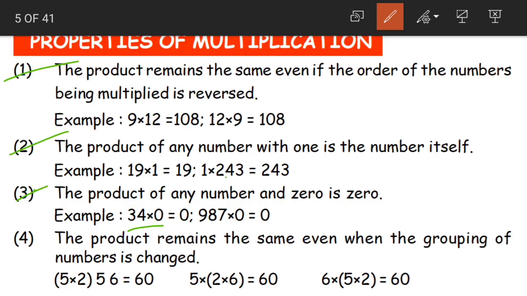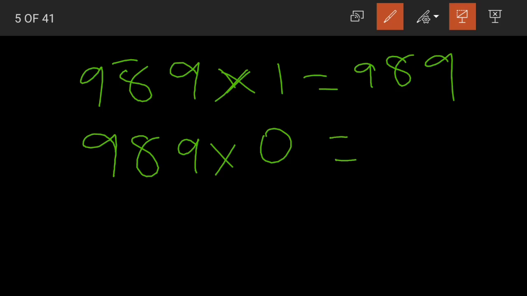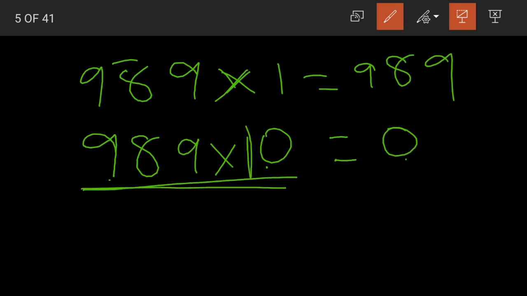Example, 34 into 0 is equal to 0. 987 into 0 is equal to 0. Again, just now we have learnt about 1. Suppose if I multiply 989 with 1, the answer will be 989 only. Now what if I multiply the same number with 0? 989 into 0 is equal to 0. So whenever you see 0 in multiplication, the answer will be 0 only. The product would be 0 only.